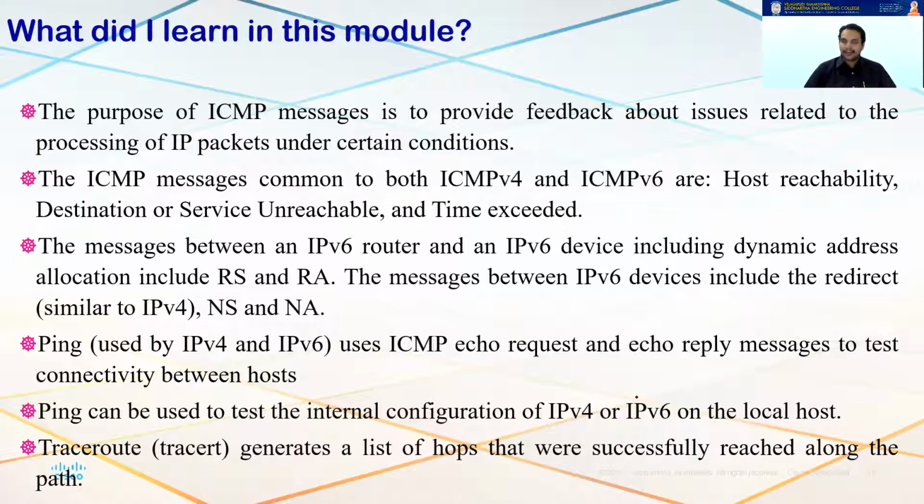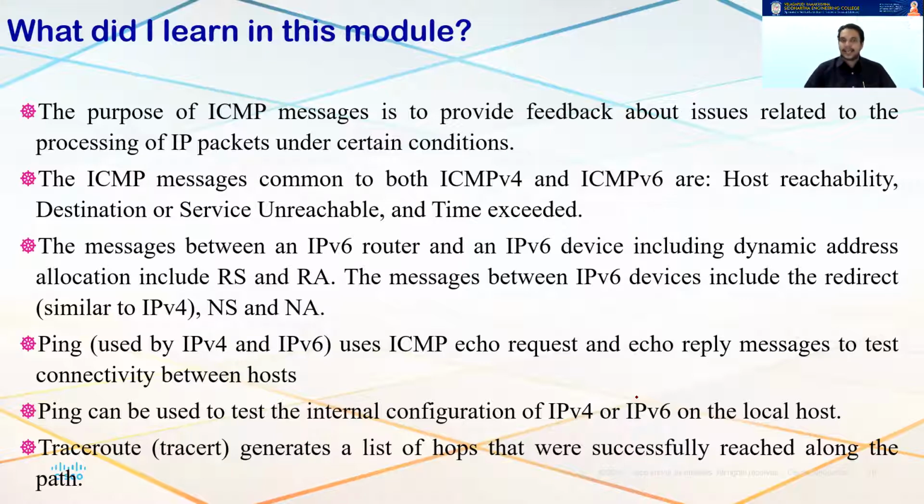And in case of ICMPv6, we have a new protocol called NDP, Neighbor Discovery Protocol, which includes 4 different types of messages. The messages between an IPv6 router and an IPv6 device, including the dynamic address allocation, involve router solicitation and router advertisement messages. Whereas messages between IPv6 devices include the redirect, neighbor solicitation, and neighbor advertisement messages.